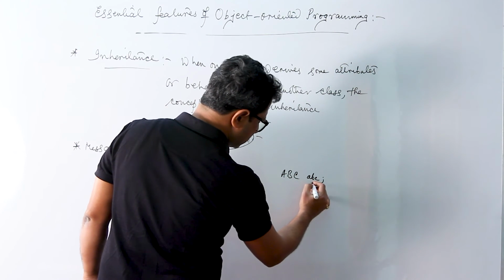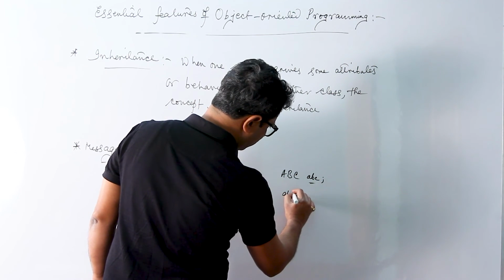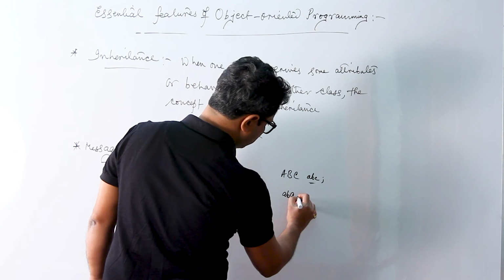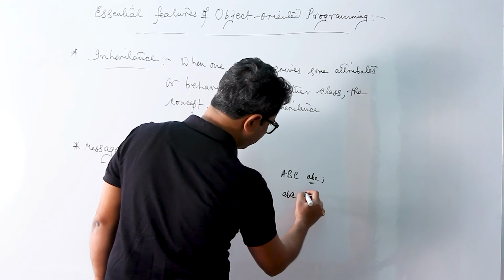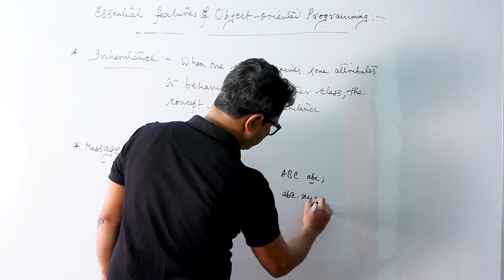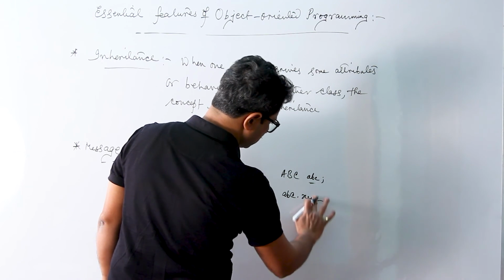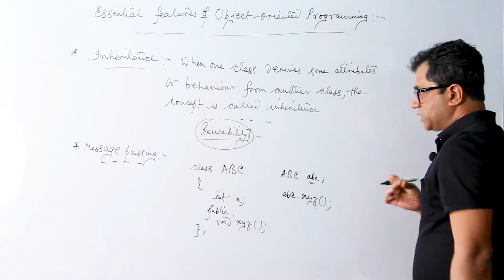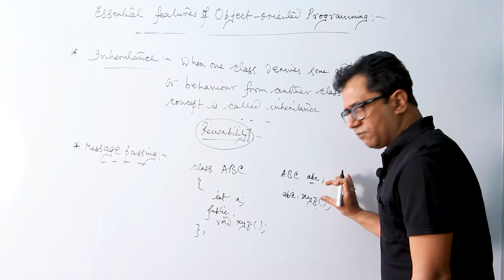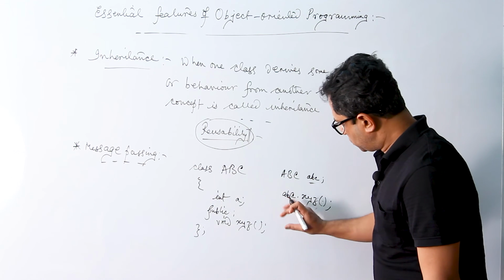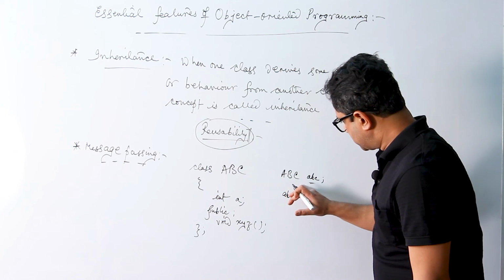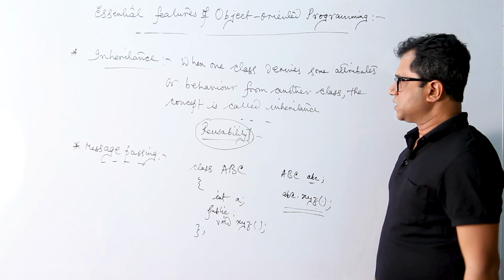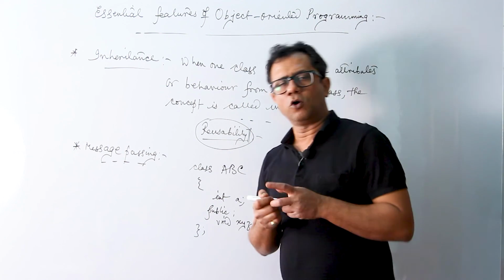That is, suppose this is the object, we have to invoke the function by writing like this: abc, dot, that is the period operator, then the function name xyz. So this is nothing but message passing. Message passing is the concept of calling a function, invoking a member function with the help of an object, by calling the function in this manner. This is an essential feature of object oriented programming.